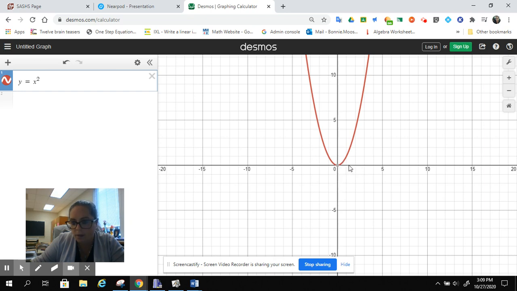I can see 0, 1. I can go to 1 and click on my graph. And right there, it's at 1, 1. And at 2, I can see that it's at 4. It's a little bit bigger. Okay, then I would go to the second space here and type in my other one. Remember, it was x to the second plus 5.